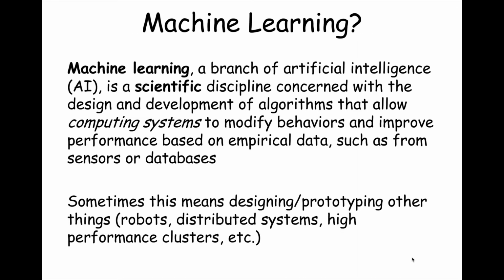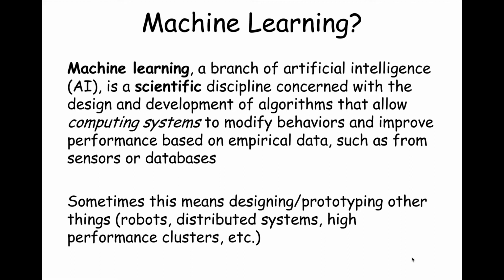Okay. So this is a definition. Machine learning is a branch of artificial intelligence, and computer science is divided into three major subcategories. There's the theoretical side, there's the system side, things like operating systems and networking, and then there's the analytical side, things like machine learning and data mining. So it's a branch of the analytical part of computer science. And it's a science concerned with putting together algorithms that allow systems to modify their behaviors as they get data. And the interesting part is the more data they get, the more improved their performance.